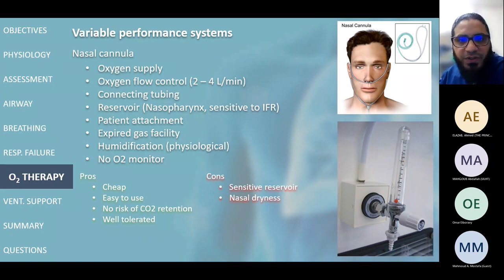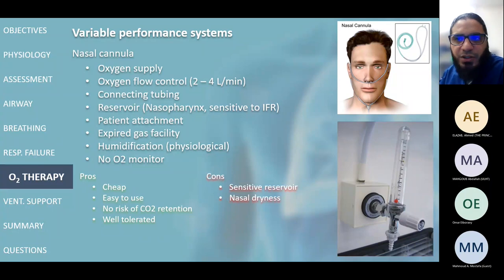The reservoir of this device will be the nasopharynx, and it has a very big disadvantage in that it is very sensitive to the patient's inspiratory flow rate. So if the patient is tachypnic and breathing hard, he will wash out all the oxygen that you are hoping to build inside the nasopharynx, and he won't get any benefit from the nasal cannula. The patient attachment is simple, and that is one of its advantages. It's easily tolerated by the patients. As for the expired gas, you don't have to worry about accumulating carbon dioxide because it's just connected to the atmospheric air.